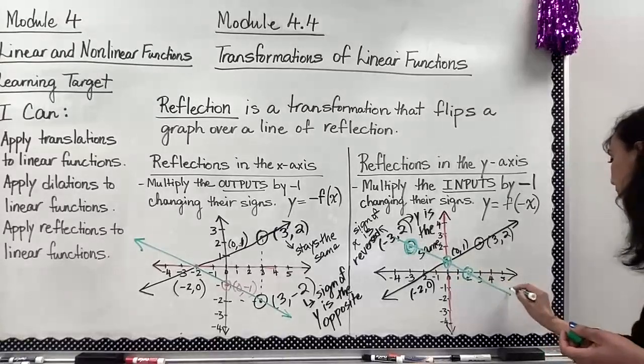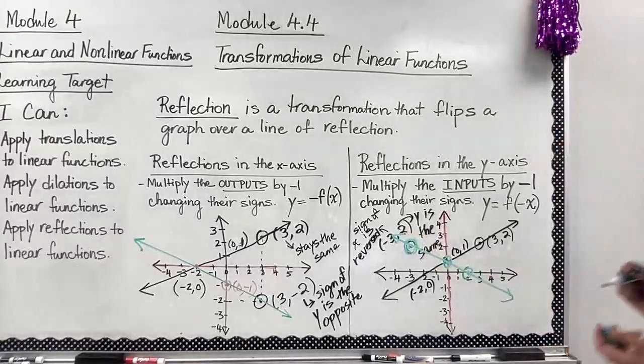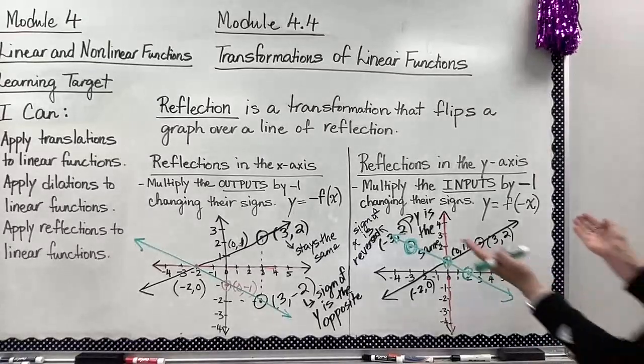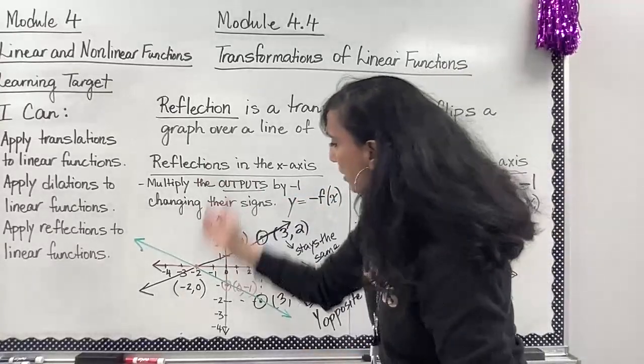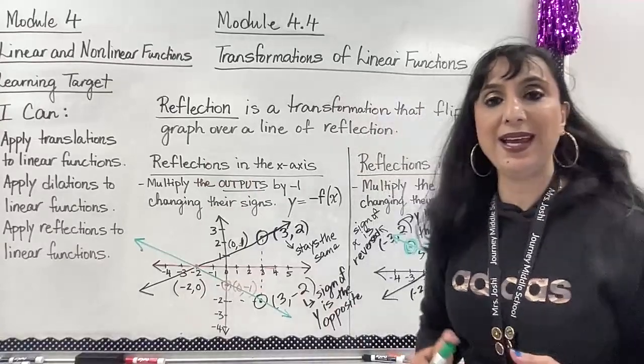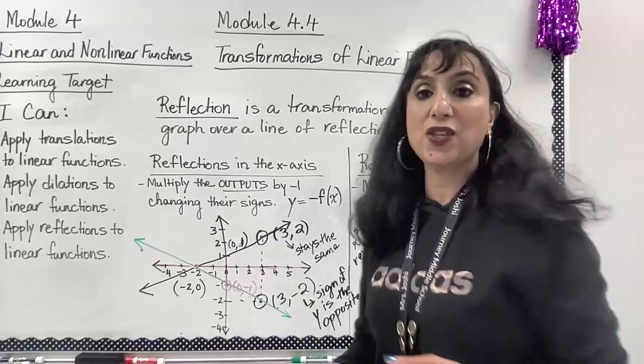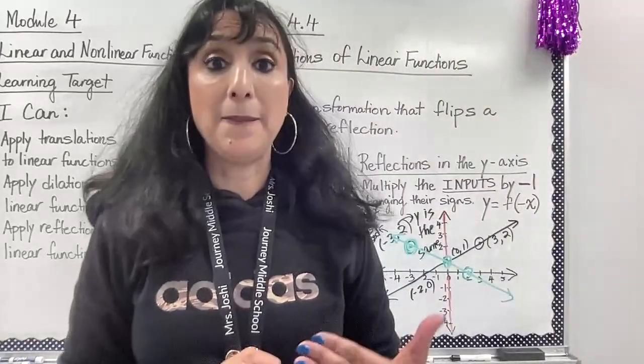So look, there's a reflection on the y-axis. But see how it looks the same on both sides? Over here it looks the same on both sides. And that's basically what a reflection on the x- or the y-axis means.